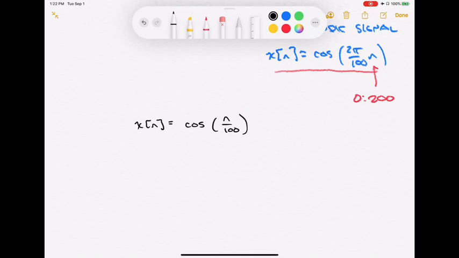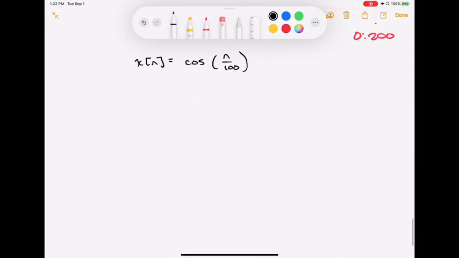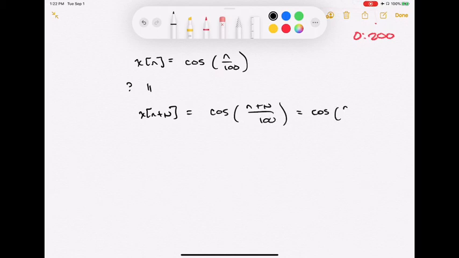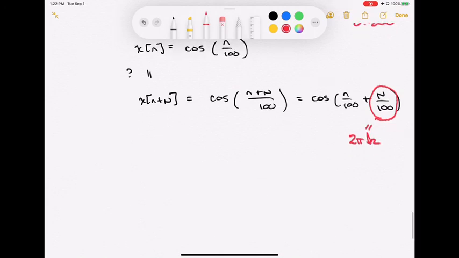I want to know, though, is this guy periodic? What is required for periodicity? I need to know, is this equal to x of n plus some cap N? Put that into my expression. I get a cosine of n plus cap N over 100, which I could write out as being cosine of n by 100 plus cap N by 100. To be able to legitimately ignore this piece, it can go away if that is equal to any integer multiple of 2 pi.